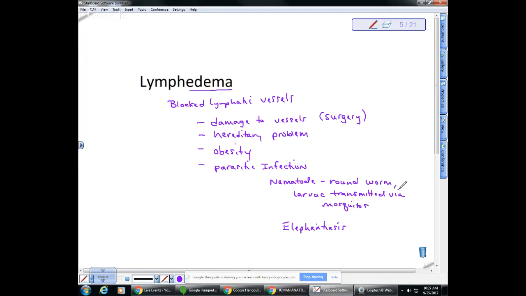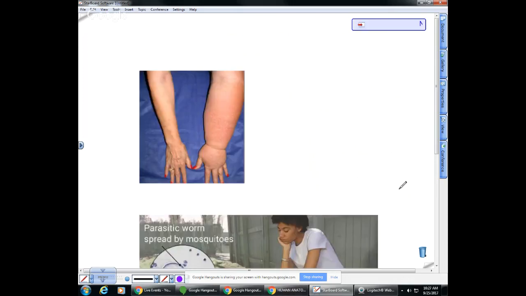So if we look at some examples, this would be a person that has lymphedema in one of her arms. Sometimes they put compression bandages on this, which actually helps to partially contract the lymphatic vessels to help keep the lymph being moved, right?